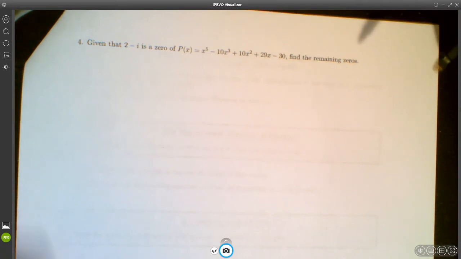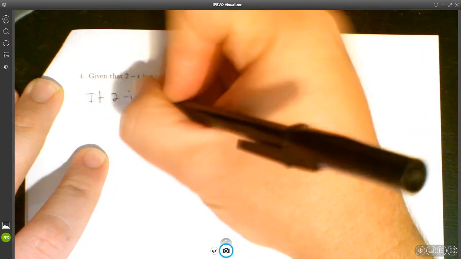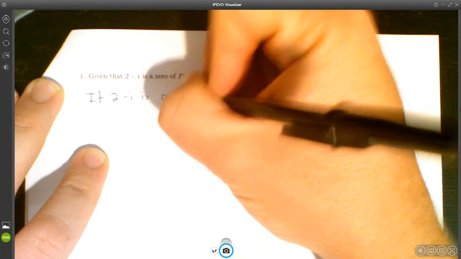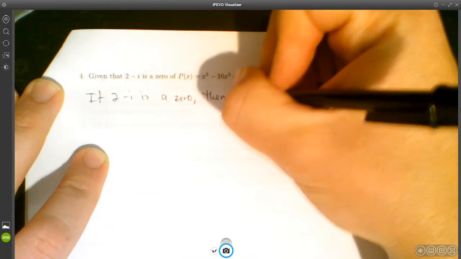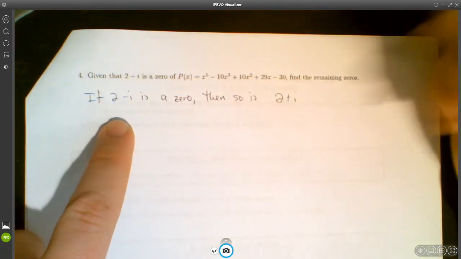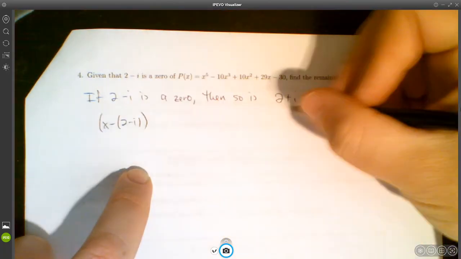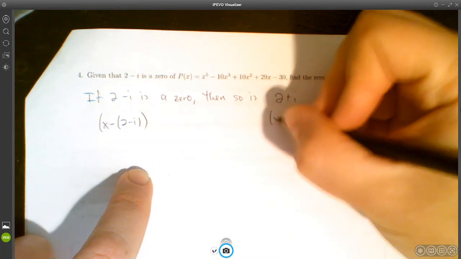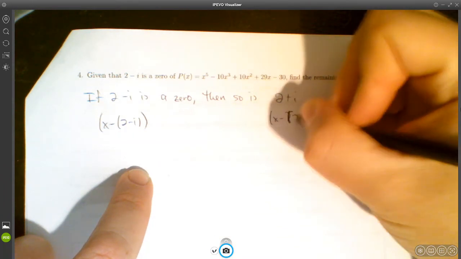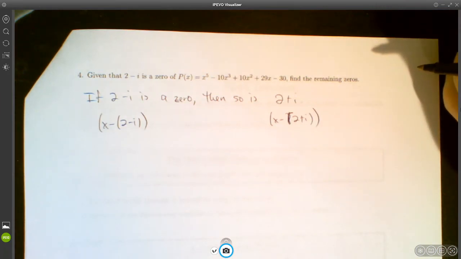Okay, well, if 2 minus i is a zero, then so is 2 plus i. Now, if 2 minus i is a zero, that means that x minus 2 minus i is a factor. If 2 plus i is a zero, then that means x minus 2 plus i is a factor.